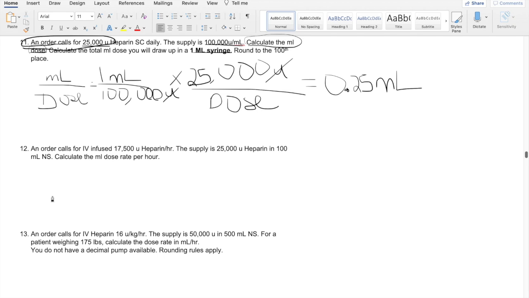Number 12 reads, an order calls for an IV infused 17,500 units heparin per hour. The supply is 25,000 units in 100 milliliters NS. Calculate the milliliter dose per hour. All right, so this one is going to be a little bit different. So they're asking us for the milliliter over hour, right? Because it's per hour.